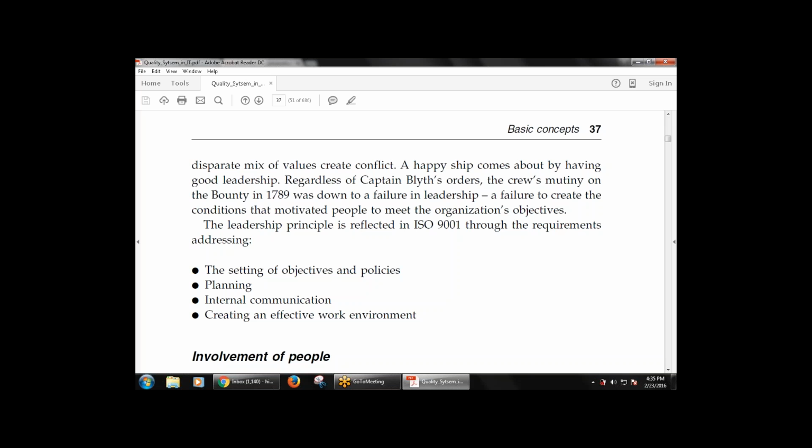So these are the four categories, or the four principles, that we are using: the setting of the objective and the policy, then planning, then internal communication, then creating an effective work environment.